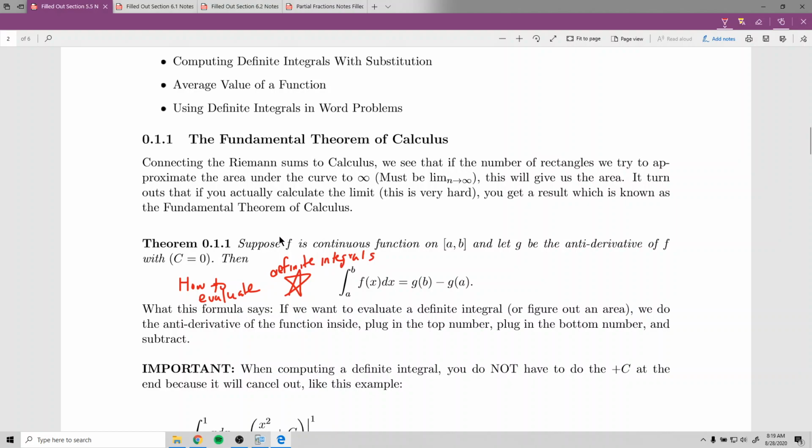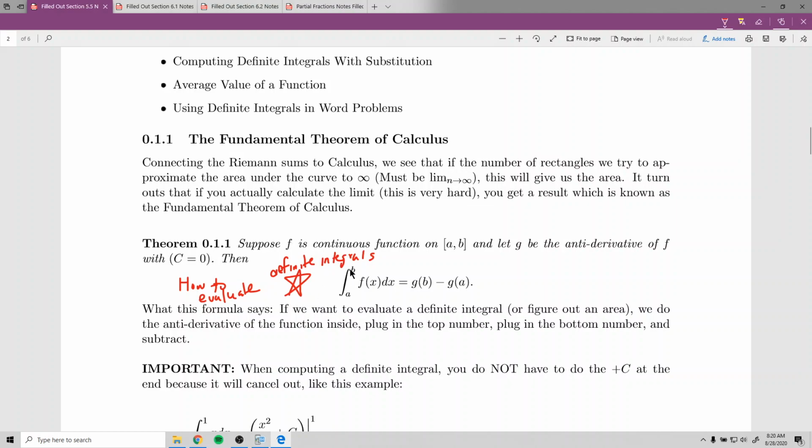I'll read the formal theorem with the notation, and then I'll explain what it means in words. It says, suppose f is a continuous function on the interval a to b, and let g be the antiderivative of f with c equals 0. So remember, when we deal with antiderivatives, we always have that plus c. When you deal with definite integrals, when there are numbers on here, you don't have to write the plus c anymore. The reason why is when you plug in the numbers, they'll actually cancel out. So no matter what you choose for c, it would cancel out. That's why it's easiest just to say it's 0.